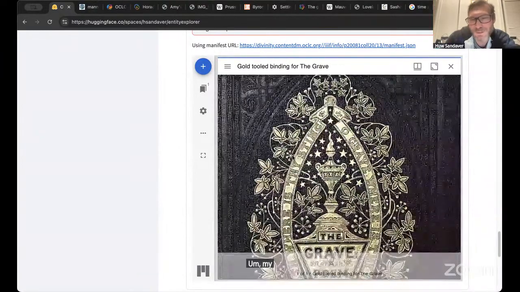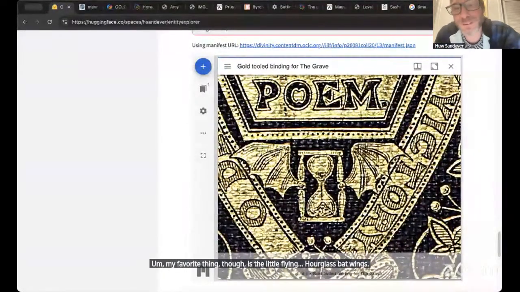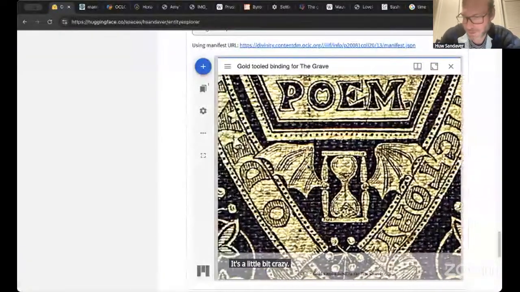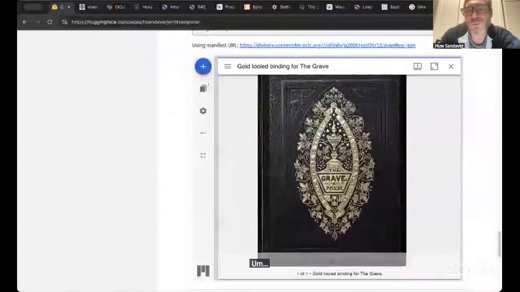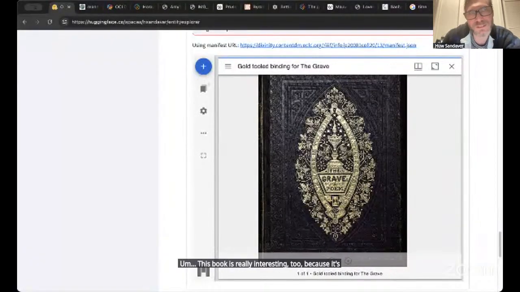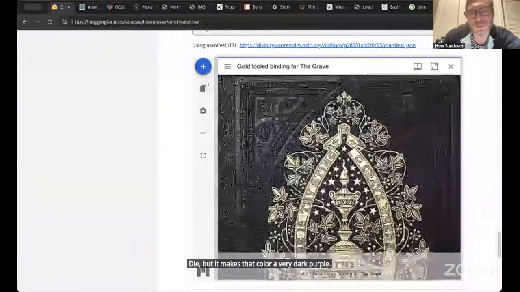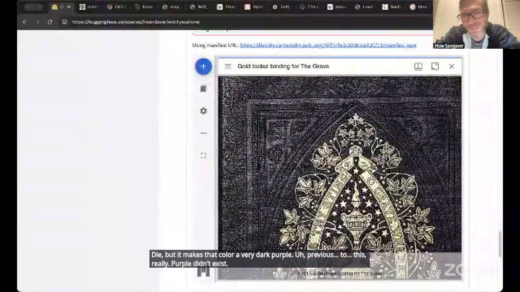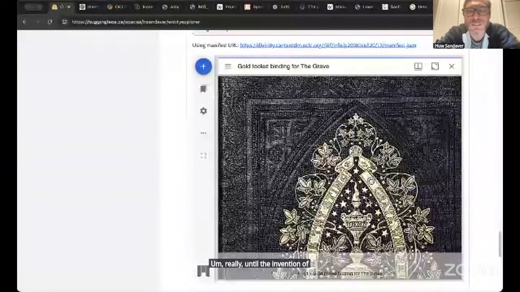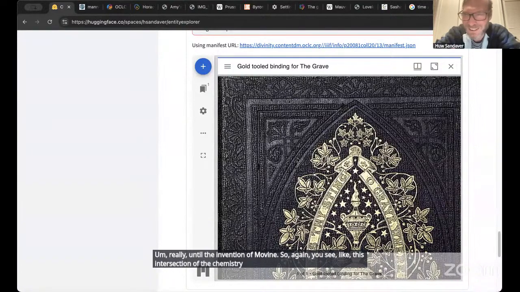My favorite thing though is the little flying hourglass with bat wings. A little bit crazy, very Gothic. This book is really interesting too because it's a very early synthetic dye that makes that color a very dark purple. Previous to this, really, purple didn't exist until the invention of mauve. So again, you see this intersection of chemistry, science, and art all fermenting together in this period.